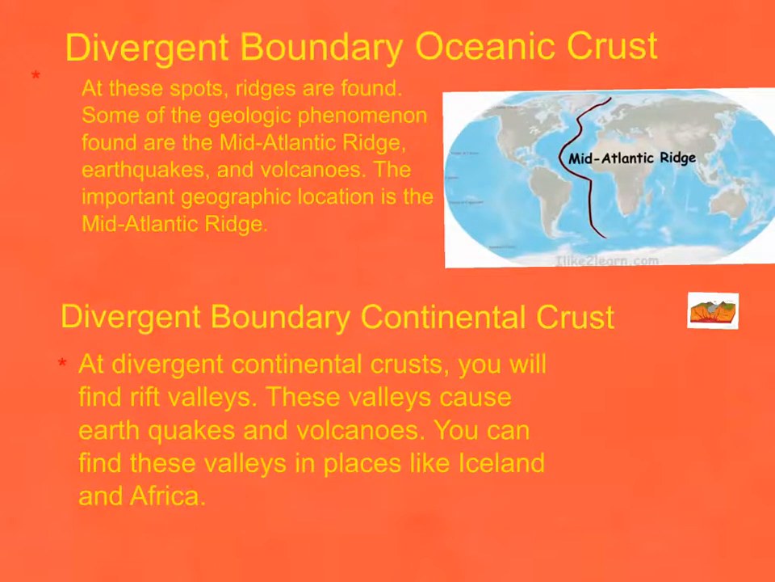Divergent boundary and continental crusts. At divergent continental crusts, you will find rift valleys. These valleys cause earthquakes and volcanoes. You can find these valleys in places like Iceland and Africa.